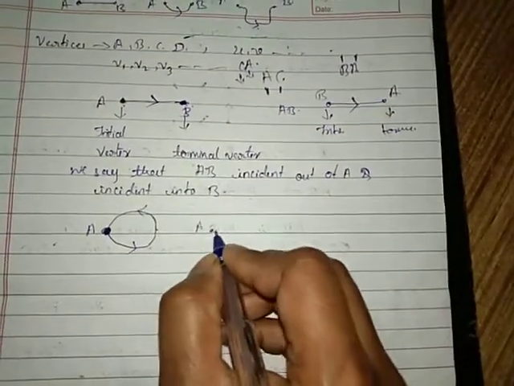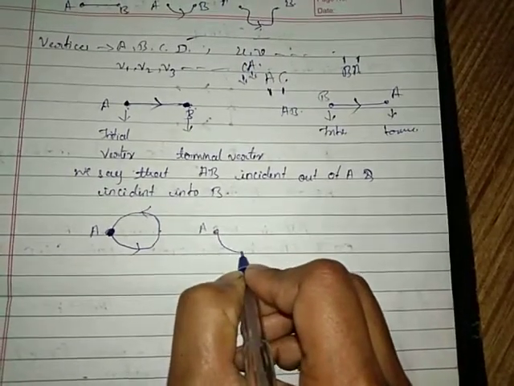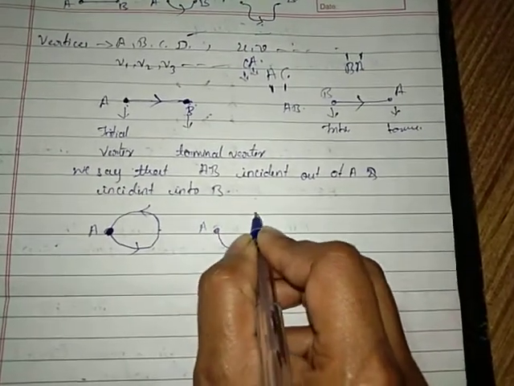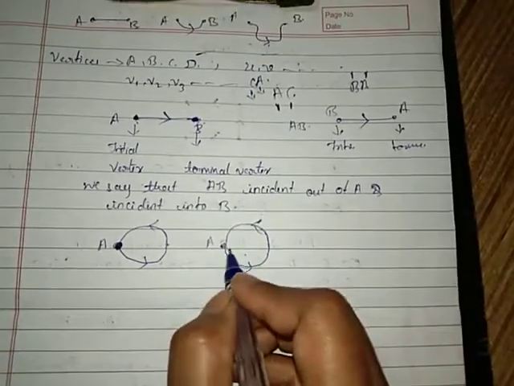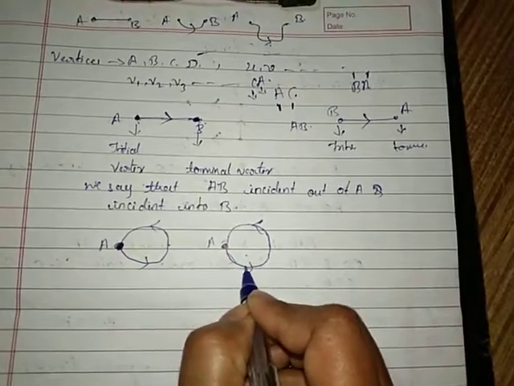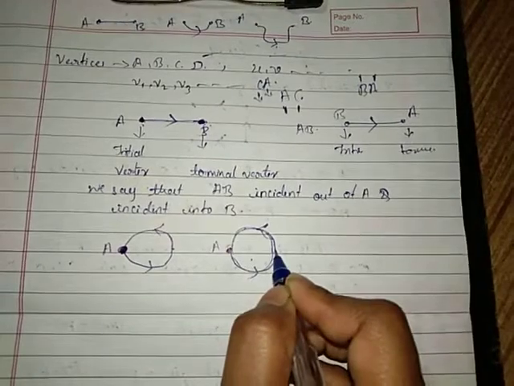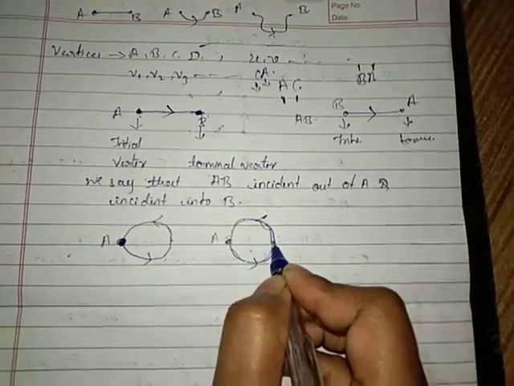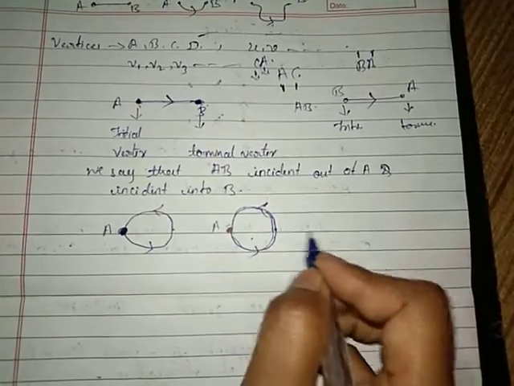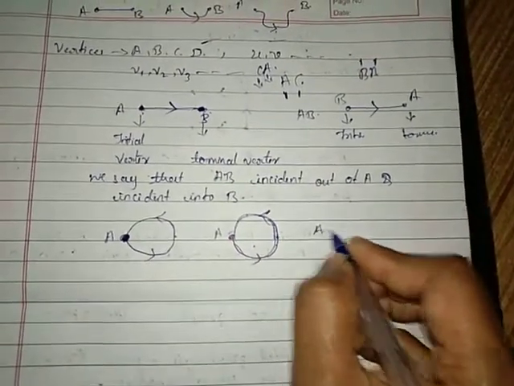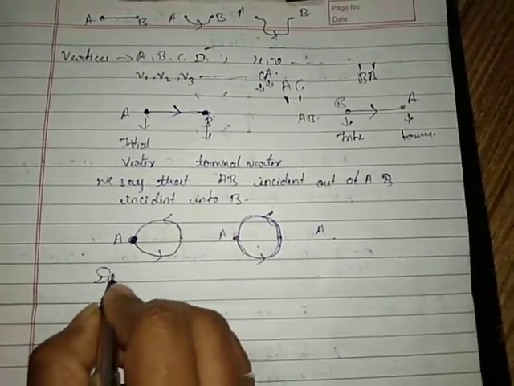Suppose the vertex A. Suppose there is an edge whose starting and ending points are the same. It starts with A and comes back to A only. There is no other vertex here. Means in the directed edge, the beginning and ending are at the same vertex A only. Then it is called a directed loop.